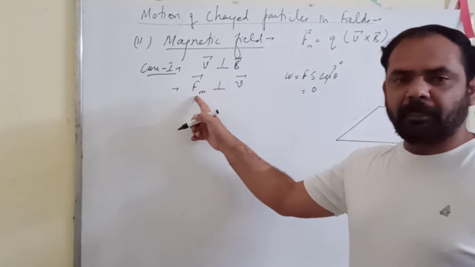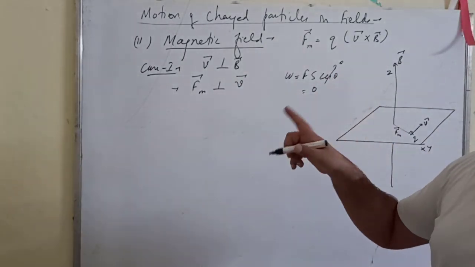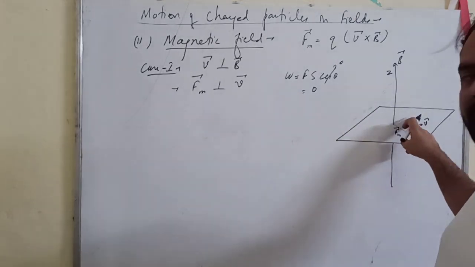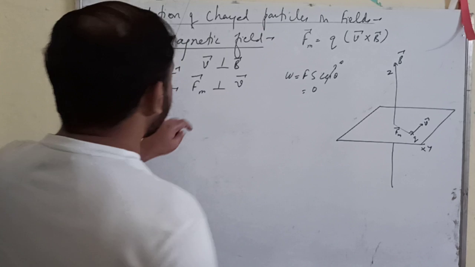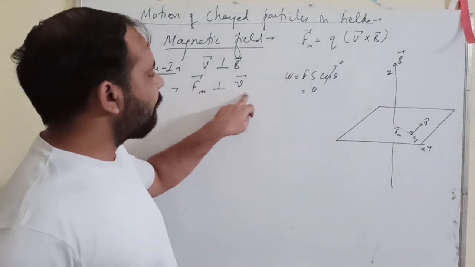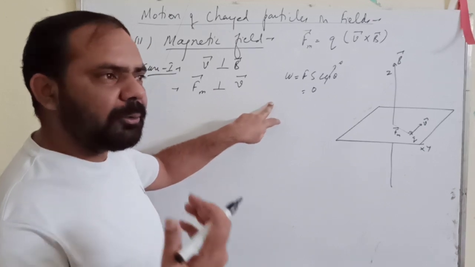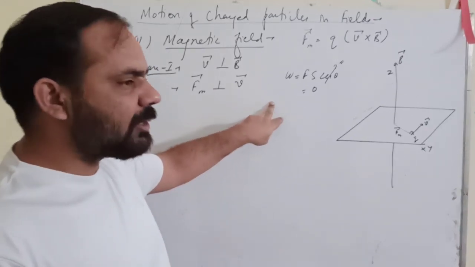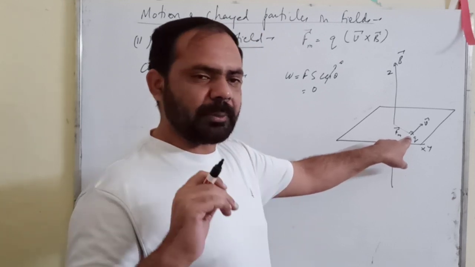It means the magnetic Lorentz force, if the charged particle enters in such a way that its velocity is perpendicular to the magnetic field, then the magnetic field cannot do any work on the charged particle. And if it is unable to do any work on the charged particle, it cannot speed up or slow down the charged particle.